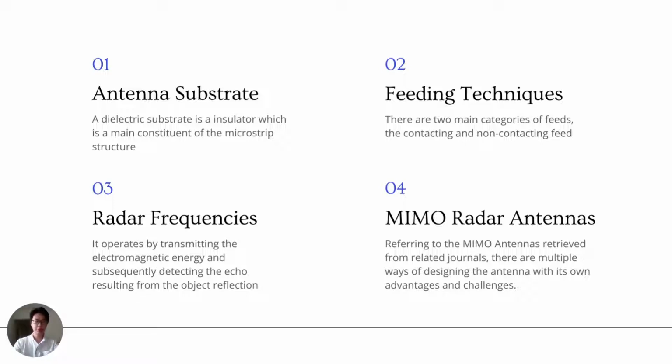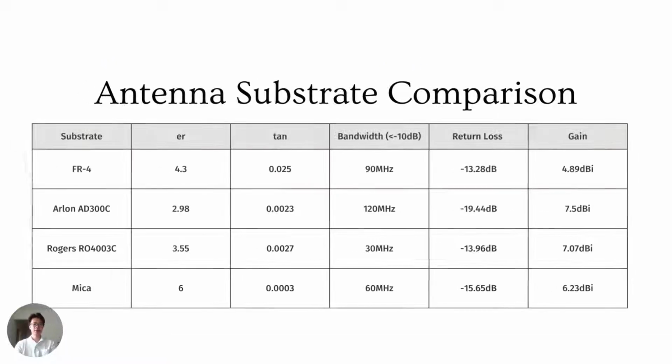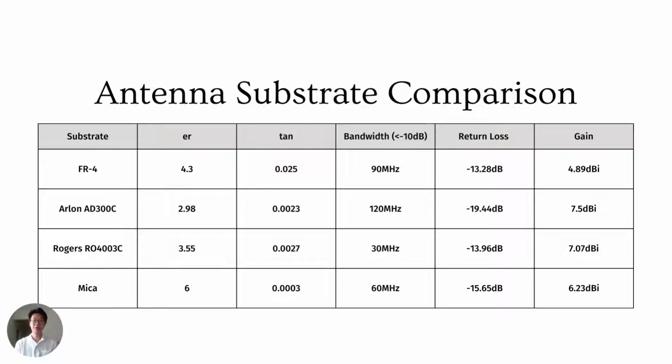As you know, the microstrip antenna is usually printed above the substrate. So the dielectric substrate is very important in trying to get your desired beamwidth, results, or reflection coefficients, all that. So let's move into the antenna substrate comparison.